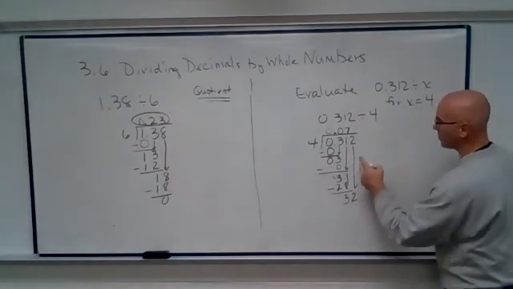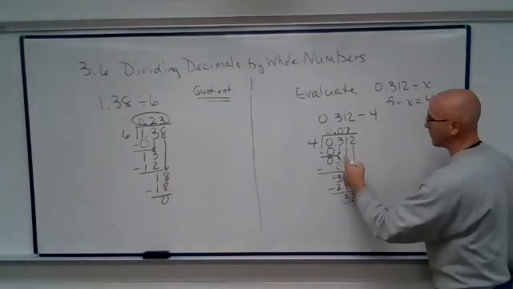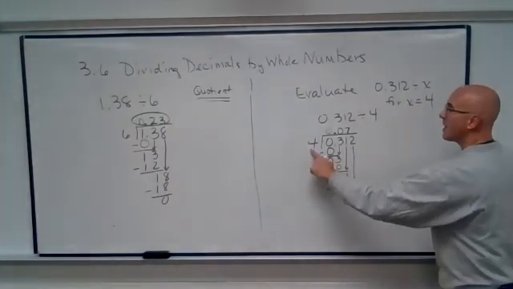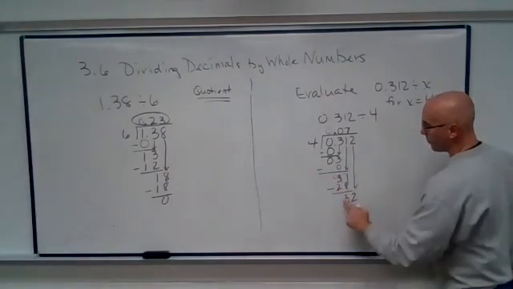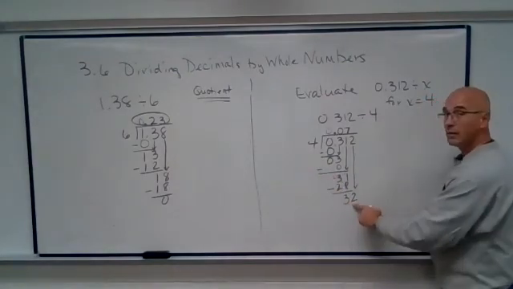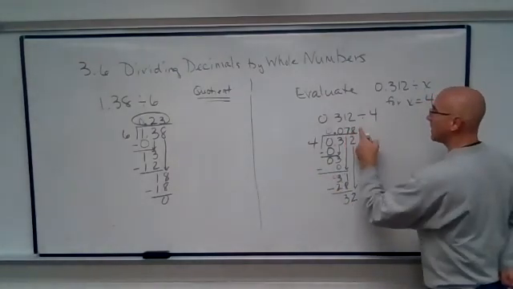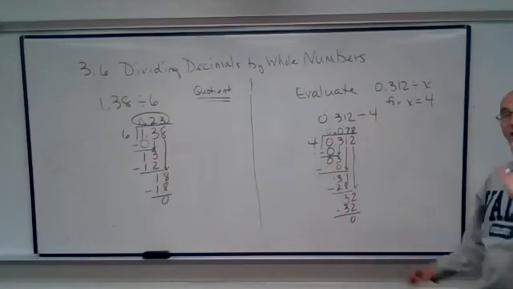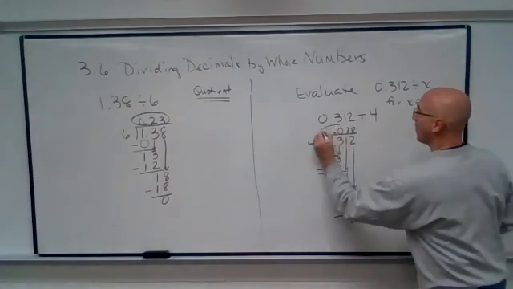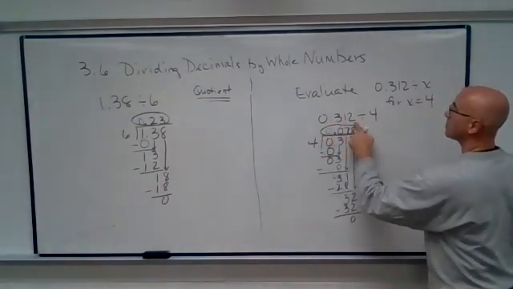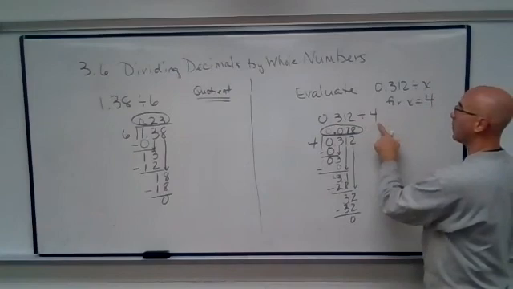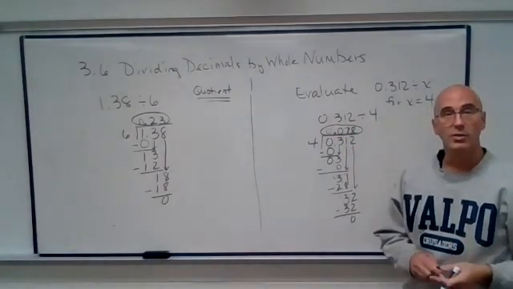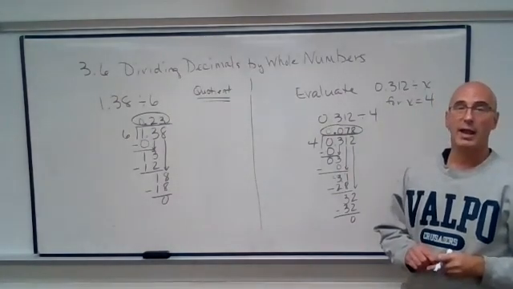We bring down that 2. You see how these arrows really keep things lined up? I really, really encourage you to do that. So now we ask ourselves, how many times does 4 go into 32? Well, that's a good number. That's 8. 8 times 4 is 32. When I subtract, I get 0. I'm done now. So our answer to 312 thousandths divided by 4 is 78,000. And that is how you divide a decimal by a whole number.